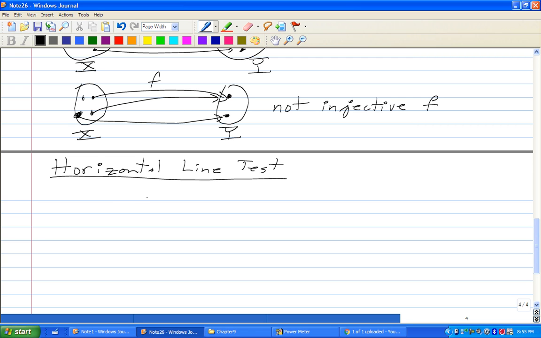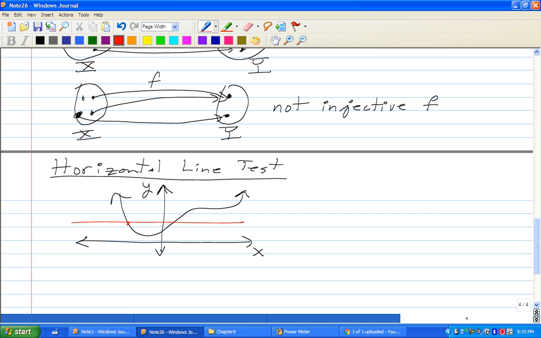So suppose I have a curve in the plane, relative to some coordinate system. And suppose that this is the graph of a function, so that it passes the vertical line test. Then, if I can find a horizontal line that intersects this curve in more than one location. So suppose this is the graph of y equals f of x.